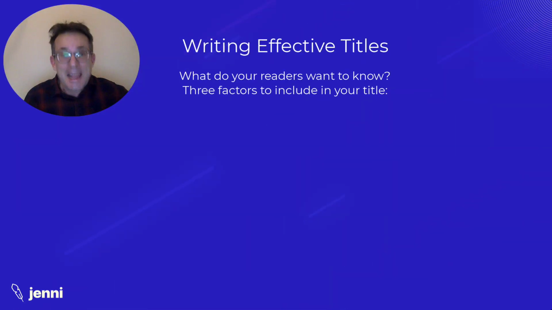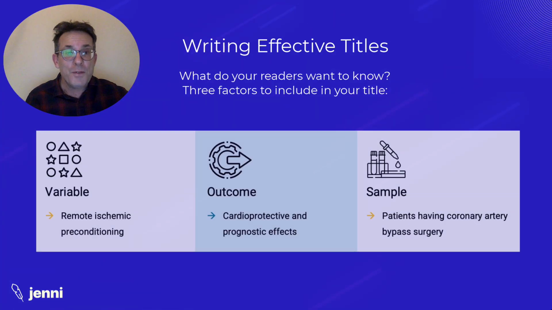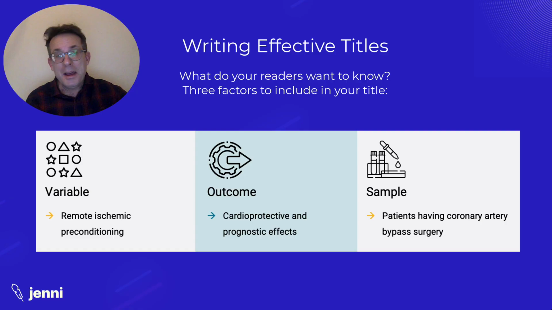So, let's begin. Let's talk about templates for the different sections, beginning with a title. What should go into an effective academic article title? Well, think about what your readers want to know and include 3 important factors in your title: the variable, the outcome, and the sample. You'll want to compel people to read your paper.